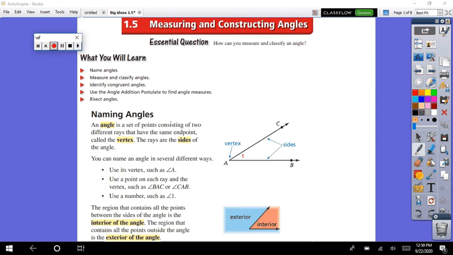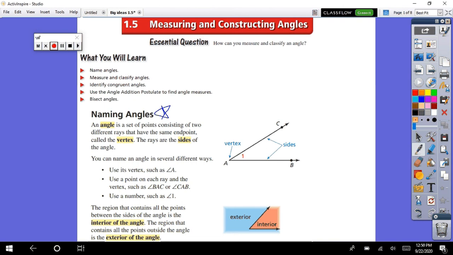All right, friends, welcome to 1.5 Notes Completion, Measuring and Constructing Angles. We'll get the compass ready today. So today we're all about angles, my friends. Naming the angles is pretty simple, and you learned it in the past.